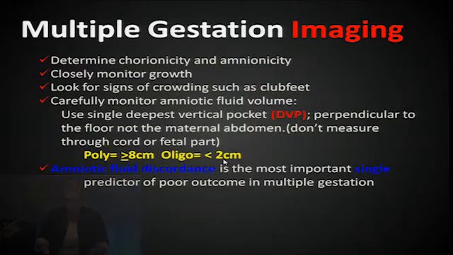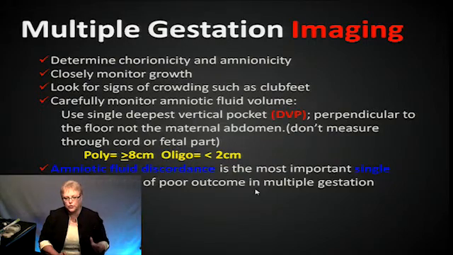And then amniotic fluid discordance is the most important single predictor of poor outcome in a multiple gestation. So that's why we monitor these babies. Starting from early on, 14 weeks when they're monochorionic, we're going to follow them every 2 weeks, and then every 1 week, and then we follow them throughout the pregnancy. Looking just limited to look at what the fluid is, the stomach, and the bladder.